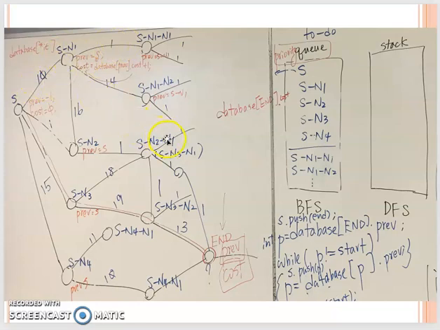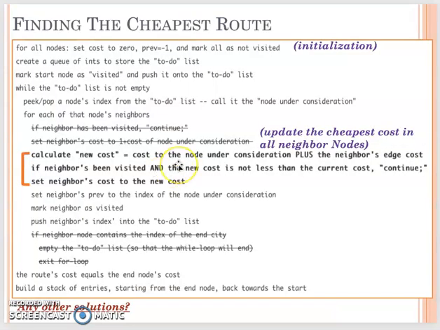So on the other hand, earlier we said for any node, if it has been visited, we just skip. It doesn't work. Any time we find this node is visited, I just need to compare it with its old cost. If the new cost is smaller than the old cost, I need to update the cost. So that's why here you will see the cheapest route algorithm becomes like this.